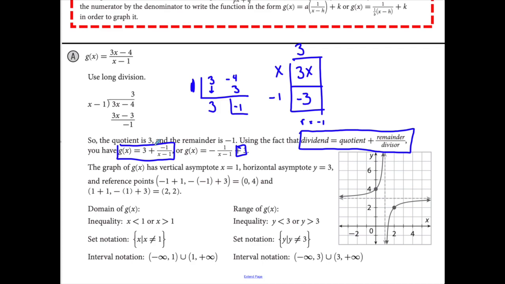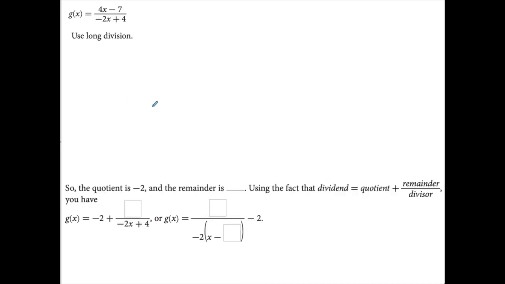And I can see it's got a vertical asymptote at 1, a horizontal asymptote at 3, and then we can plug in our reference points. I would plug in 0, so I could get negative 1, and 2, so I could get positive 1. They did transformation notation. You do your pick. And then you can see they did the domain and the range here as well. Let's try one ourselves.